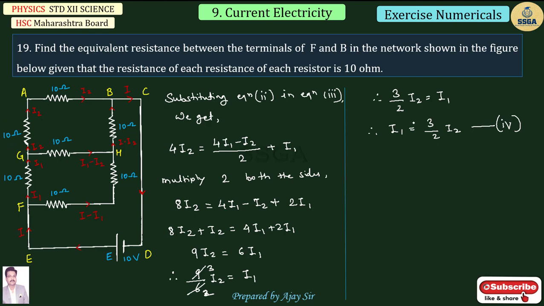Now applying Kirchhoff voltage law to the third loop. This is our first loop, this is our second loop, and let us consider the third loop is this. The direction of tracing is again clockwise. This is the direction of current, and this is the direction of tracing also. So now let us apply Kirchhoff voltage law to the third loop.